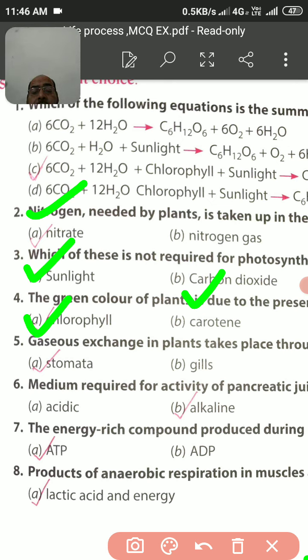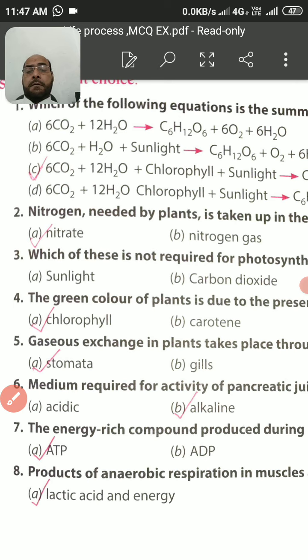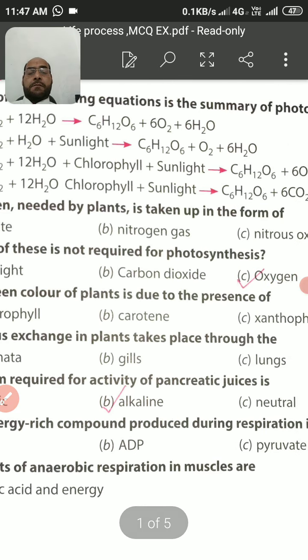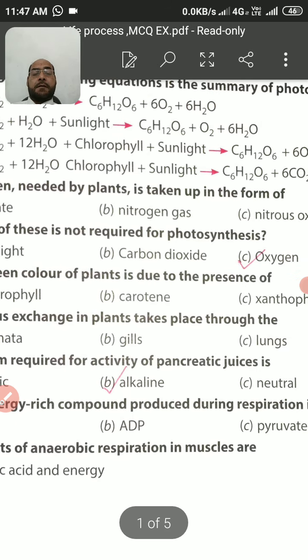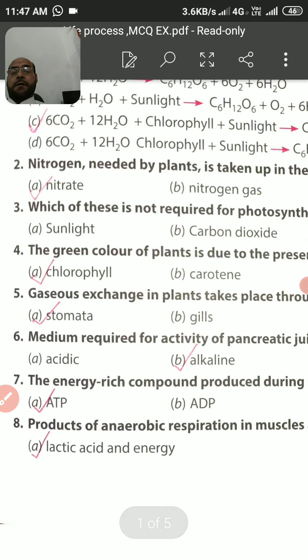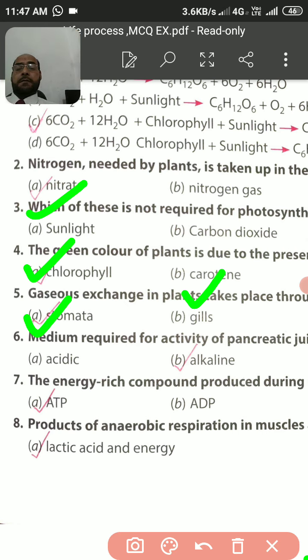Dear students, come to the next question, that is 5. This question will help you explain some content. Gaseous exchange in the plant takes place through which part? Gills, lungs, or otherwise this part will be stomata. The answer will be the stomata.